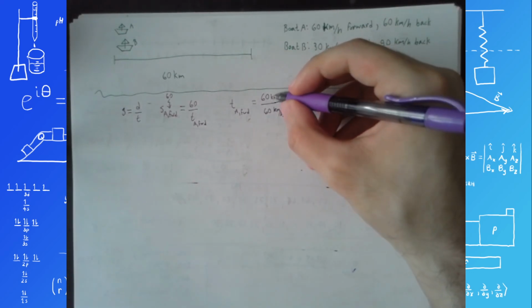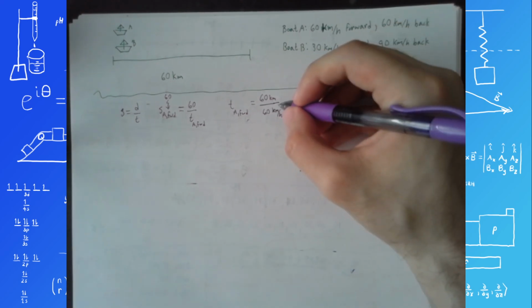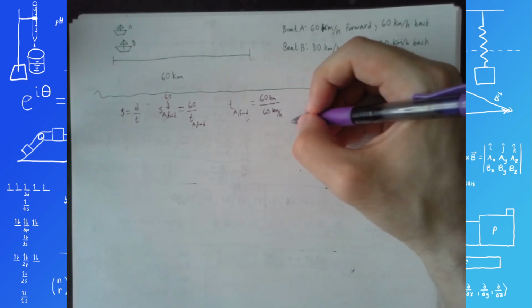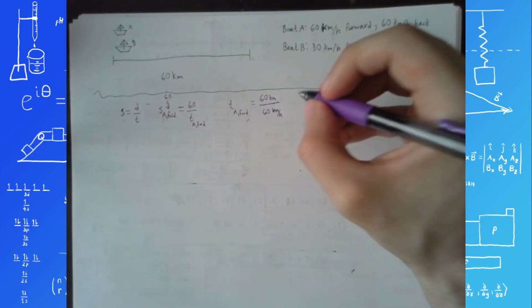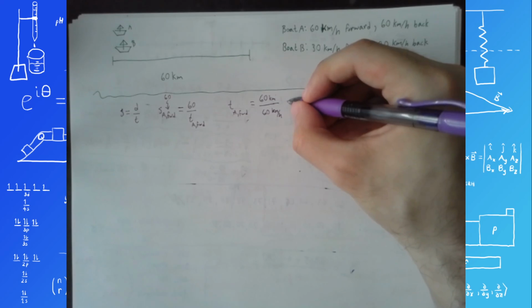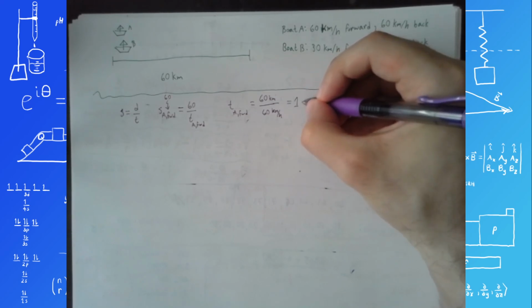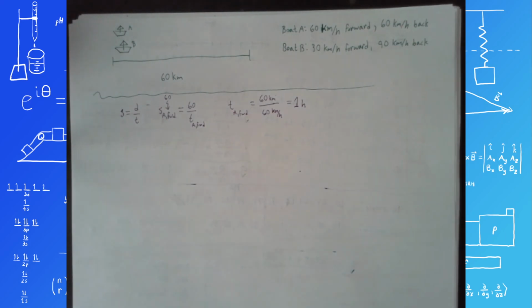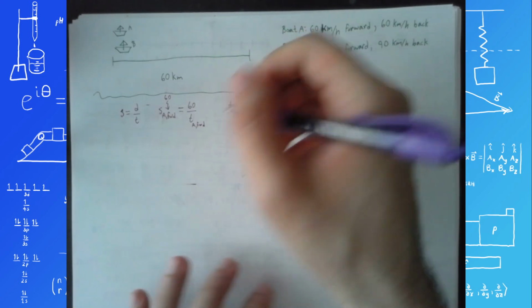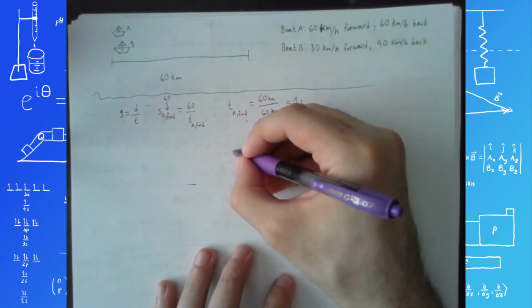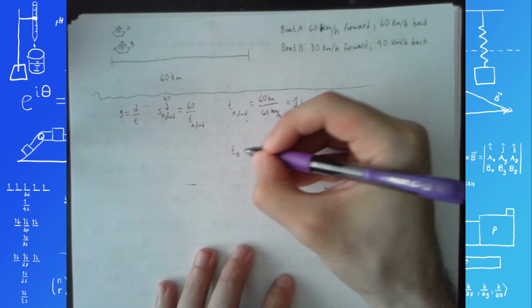$60 over 60 is 1, kilometers over kilometers cancel out, and 1 over hour is just an hour. So that leaves us with T equals 1 hour forward. Going back, it's pretty much going to be the same thing, so I'll just skip to the rearranged formula.